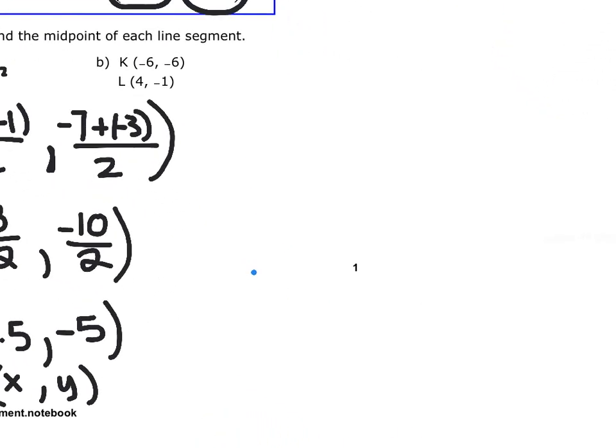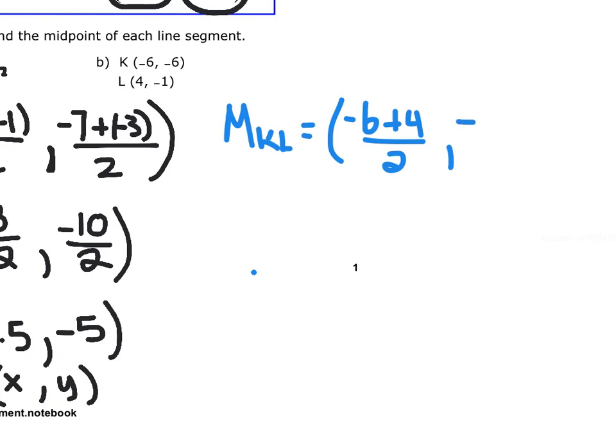Okay, so now that you've done example B, let's take this up. So we get the midpoint of KL. Okay, we start with the x coordinates, so we go -6 plus 4 divided by 2, because again, you're just trying to find the halfway point between each of them. That's why we're dividing by 2. And then -6 plus -1 divided by 2.